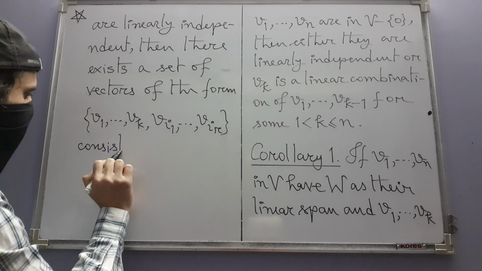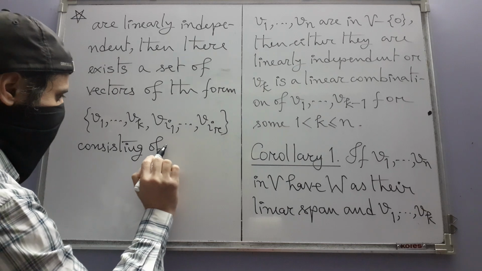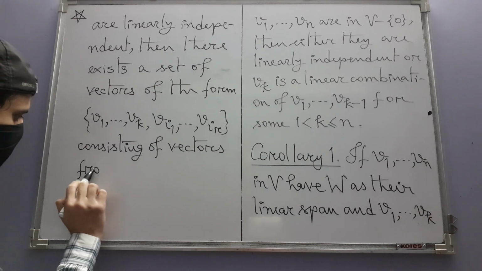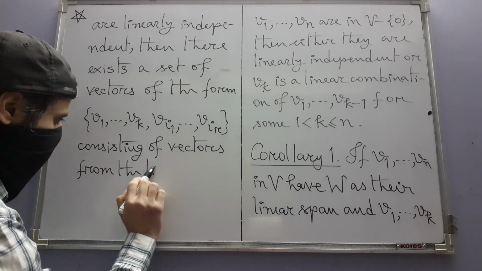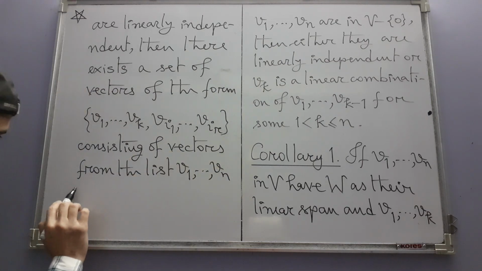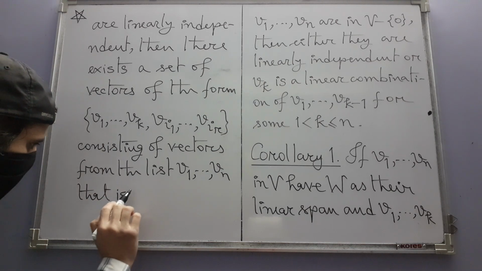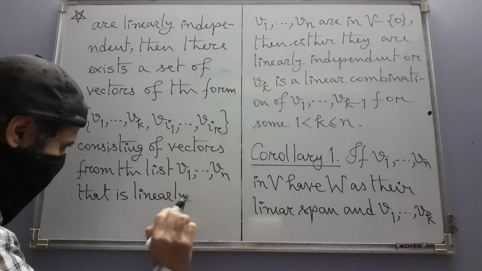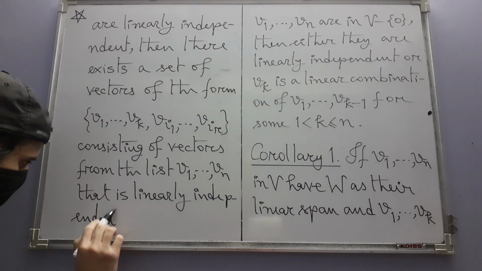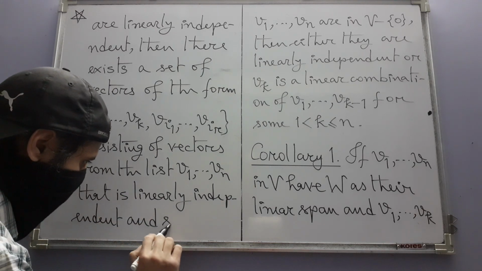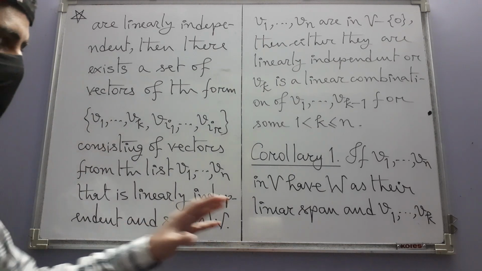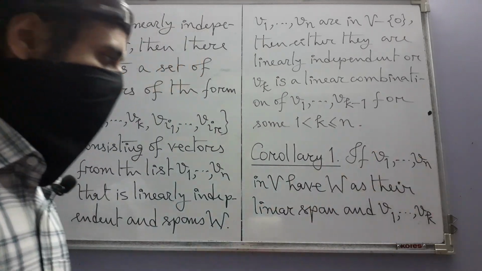Consisting of vectors from the list that is linearly independent, and still spans W. So what the corollary says is that we have a list of vectors in V.